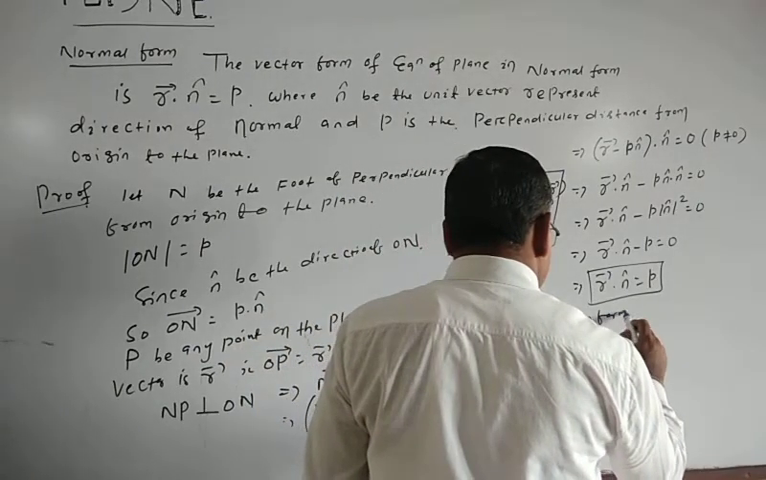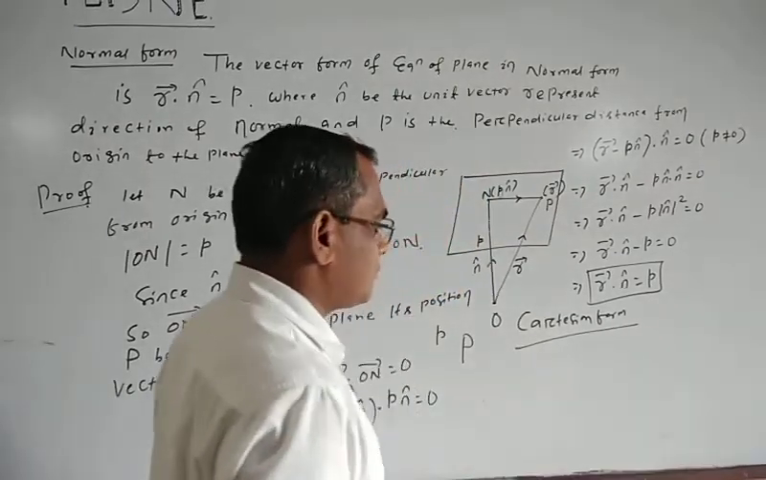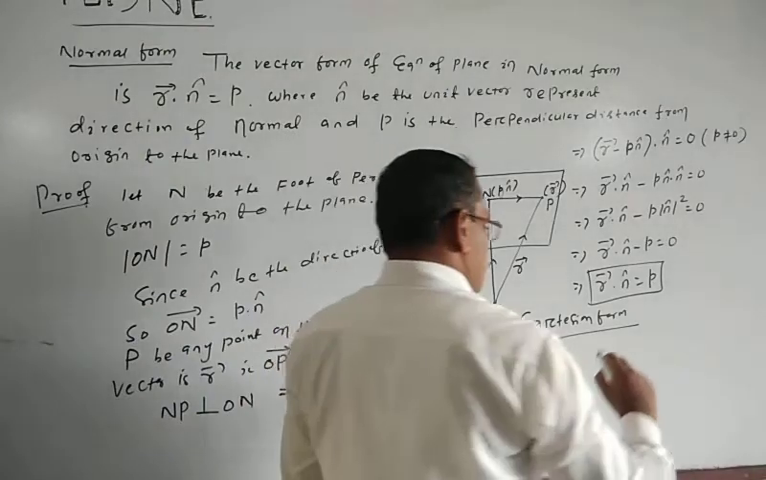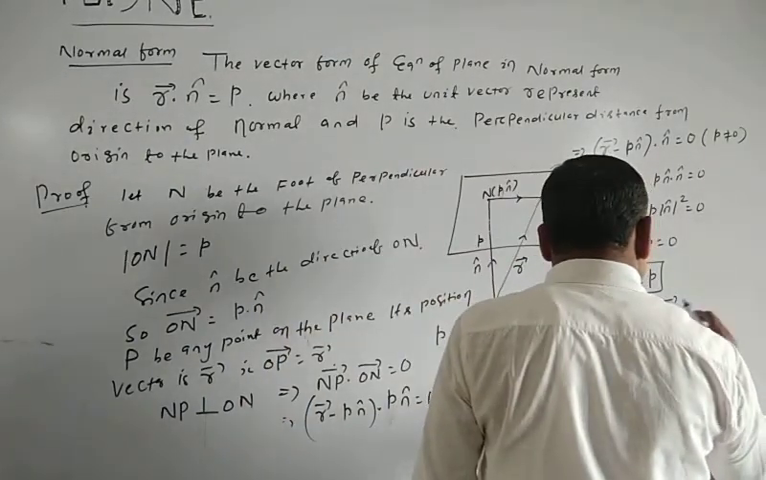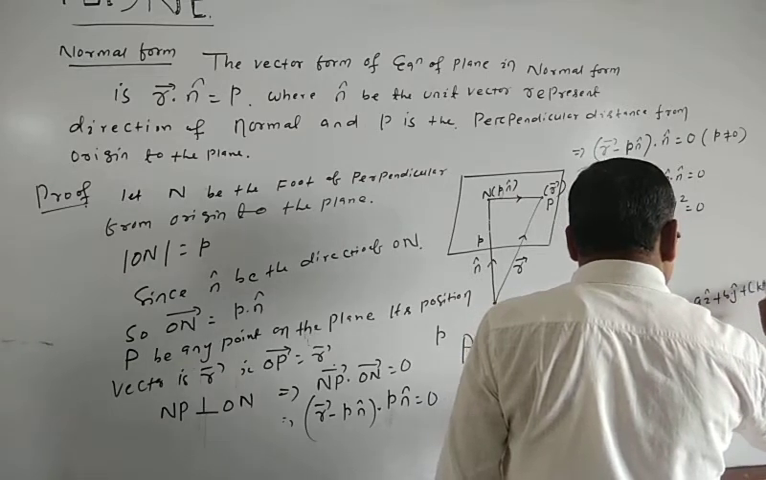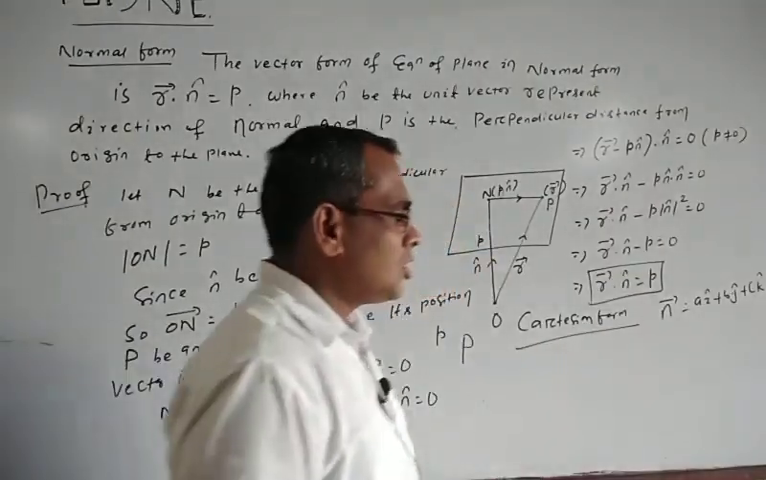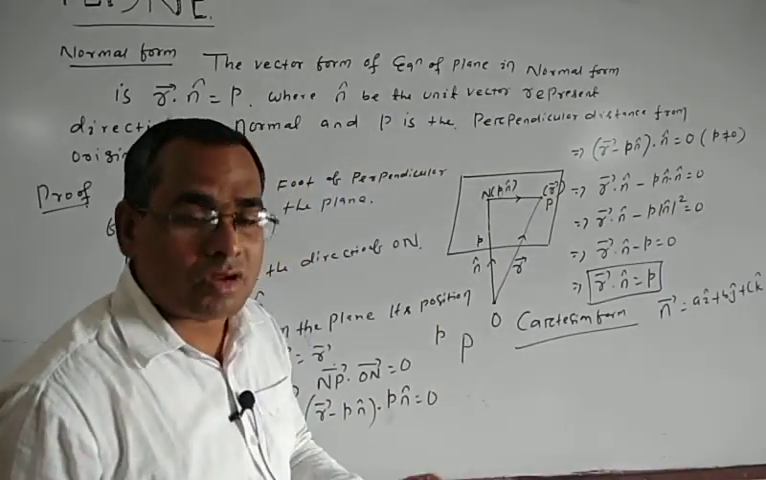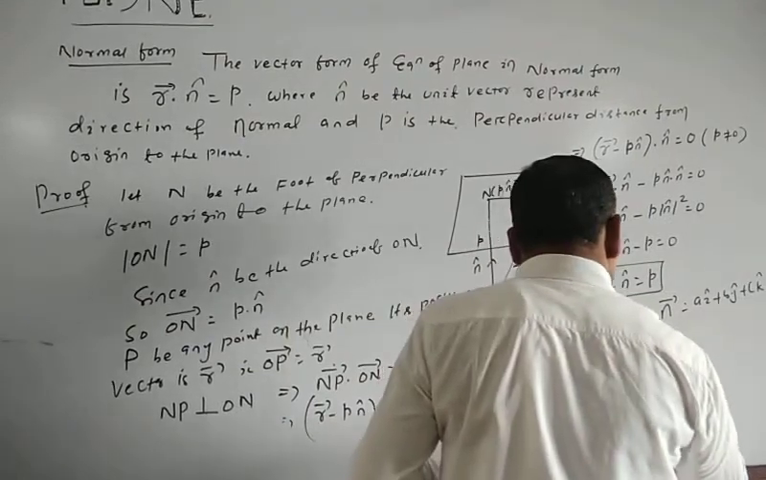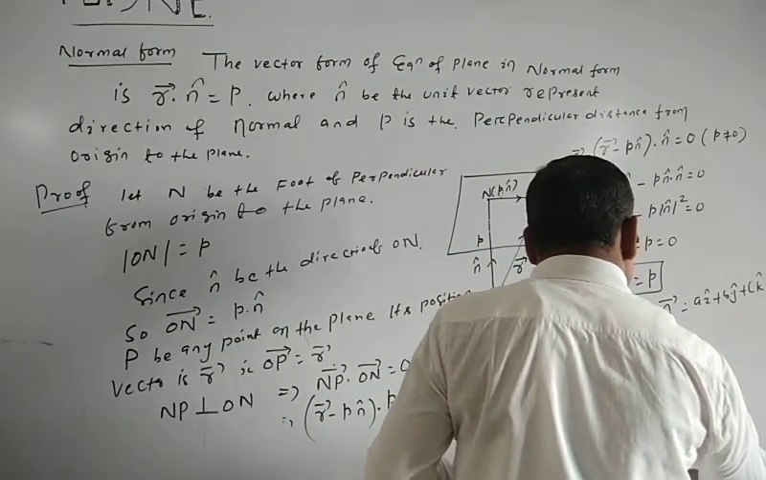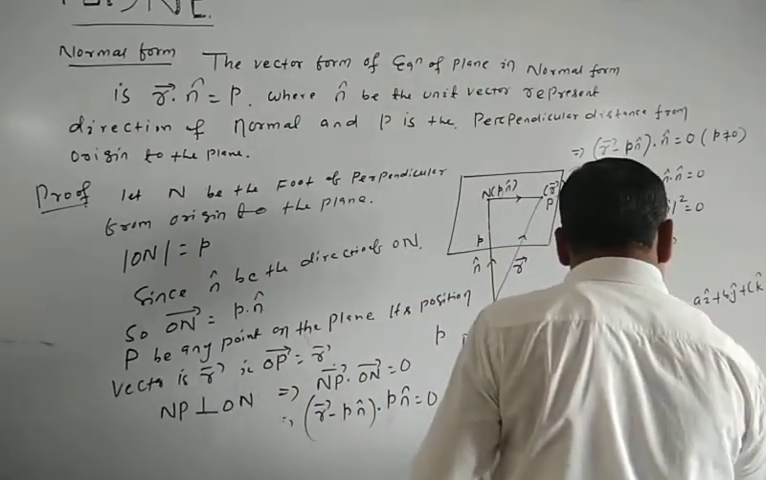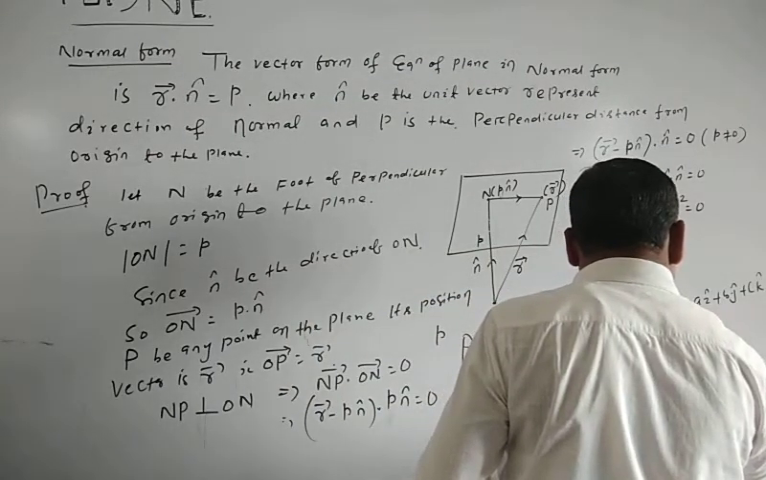In Cartesian form, since n cap is the unit vector of the normal, suppose n vector is equal to A i cap plus B j cap plus C k cap. What is A, B, C? A, B, C is the direction ratio of the normal. And what will be n cap? n cap is equal to n vector by n vector magnitude.